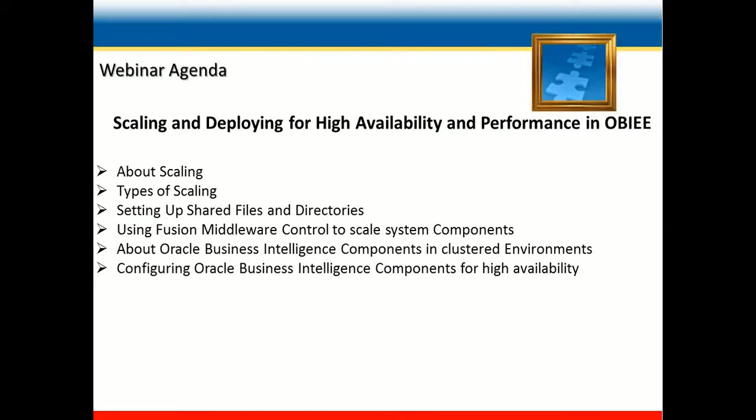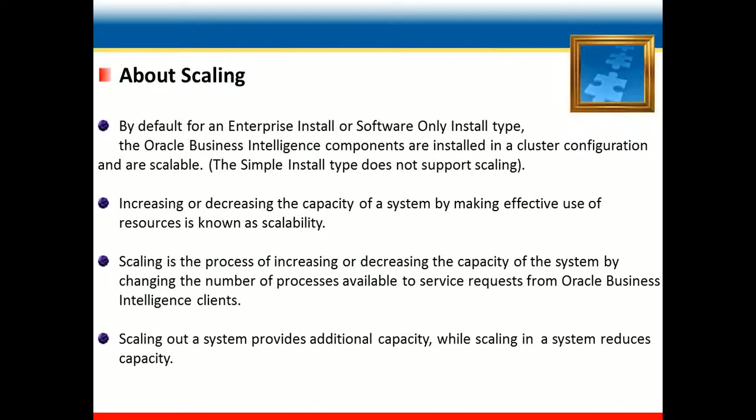So today my webinar agenda is scaling and deploying for high availability and performance in OBIEE. The points covered here are about scaling, types of scaling, setting up shared files and directories, using Fusion Middleware Control to scale system components, about Oracle Business Intelligence components in a cluster environment, and configuring Oracle Business Intelligence components for high availability.